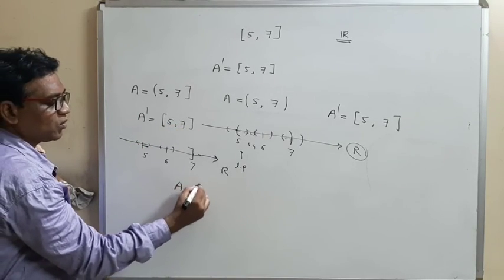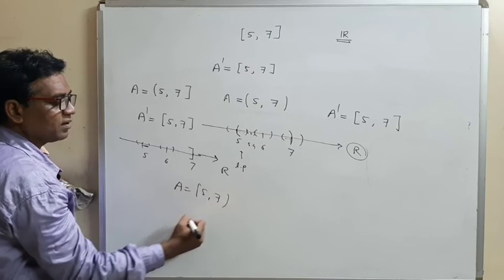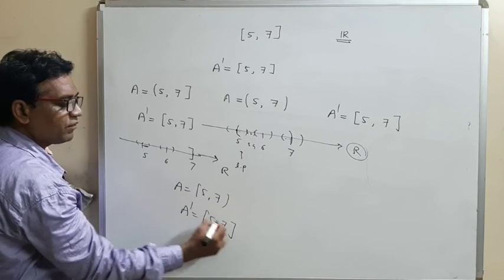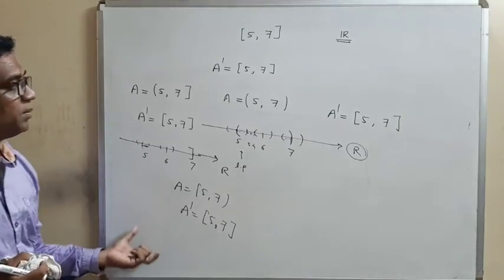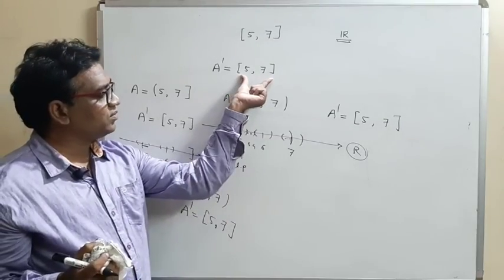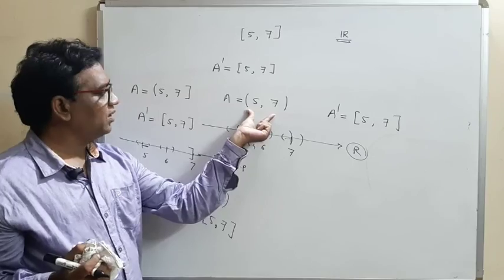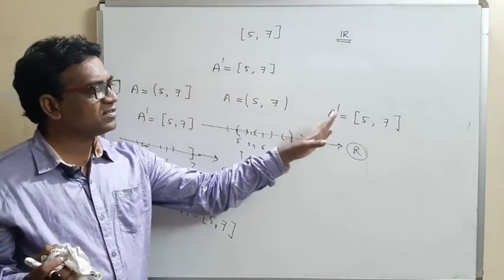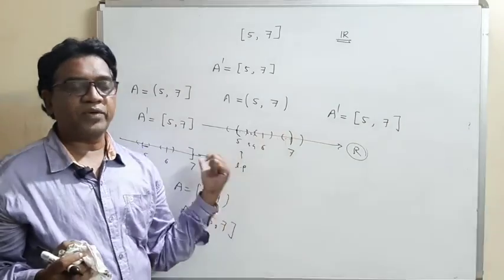Similarly, for the set closed at 5 and open at 7, the limit points will be the same. It is the closed interval 5 to 7. So this is the same set of limit points for the closed interval, the open interval, and the half open interval. What is the limit point set? It is just the closed interval 5 to 7.